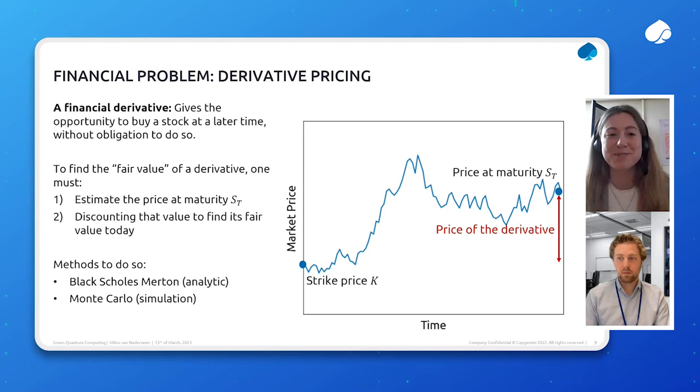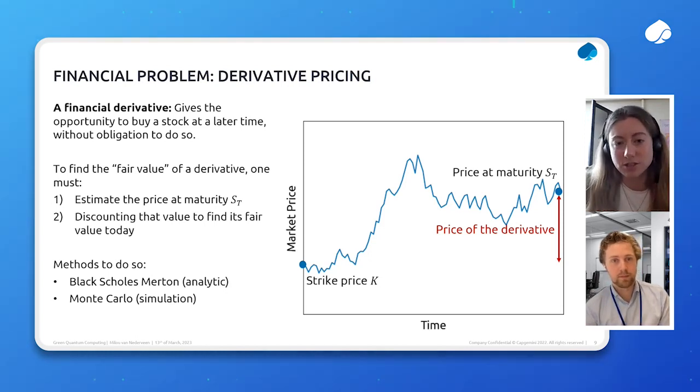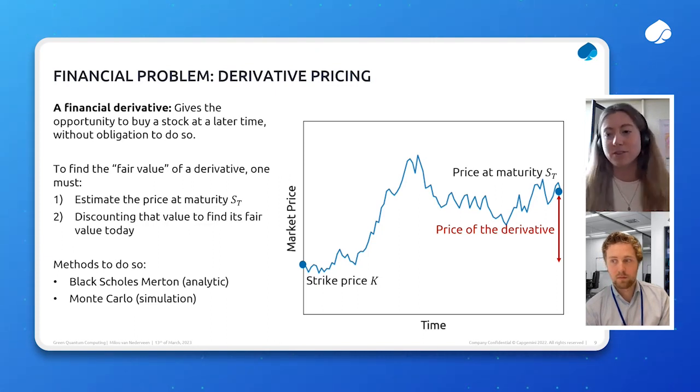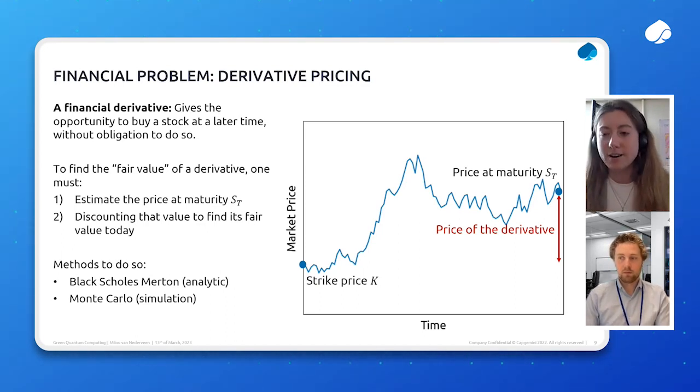So what is derivative pricing? A financial derivative gives the opportunity, but not the obligation, to buy a stock at a later time. So you would have the strike price, which is the price of today, and then you might want to pay €5 in order to keep it at that price for the future. And the question is now, what should this price be? Should this be €5? Should this be €10?